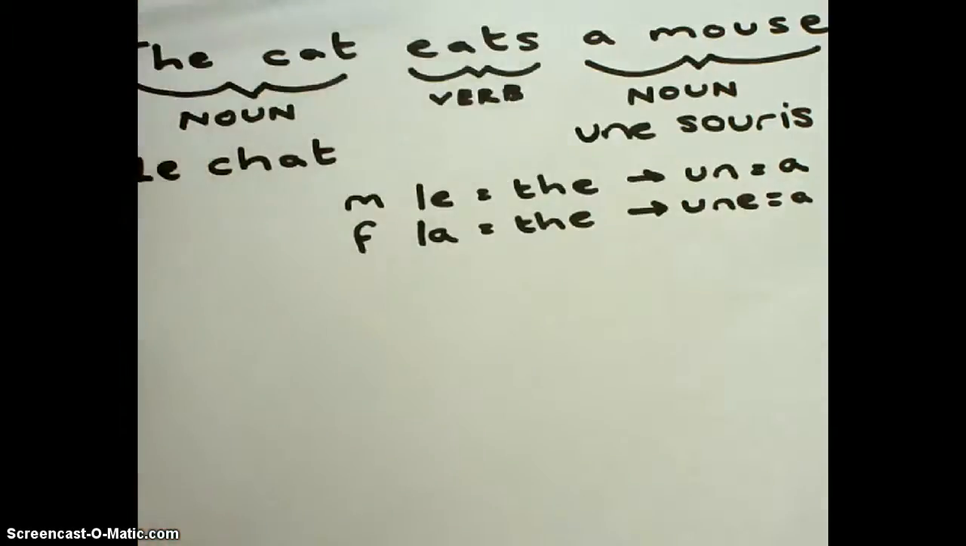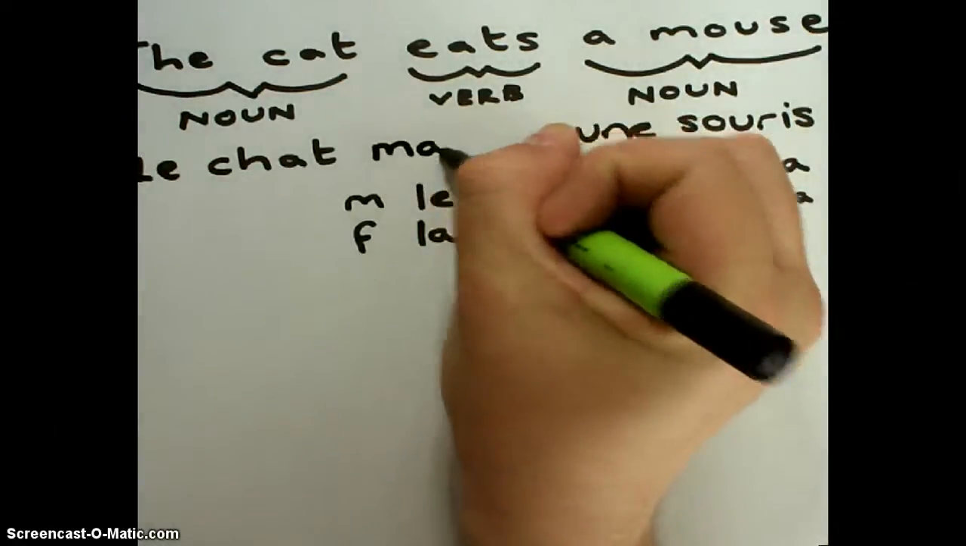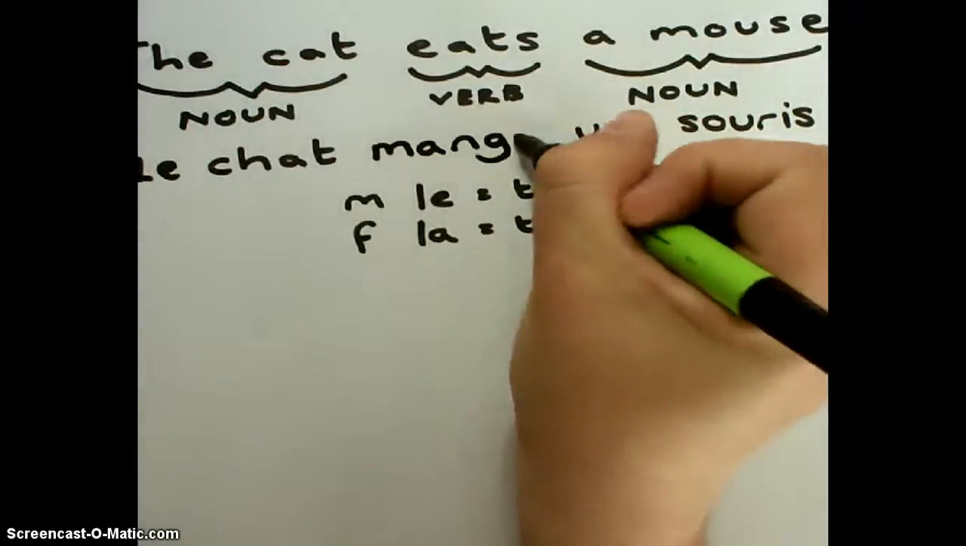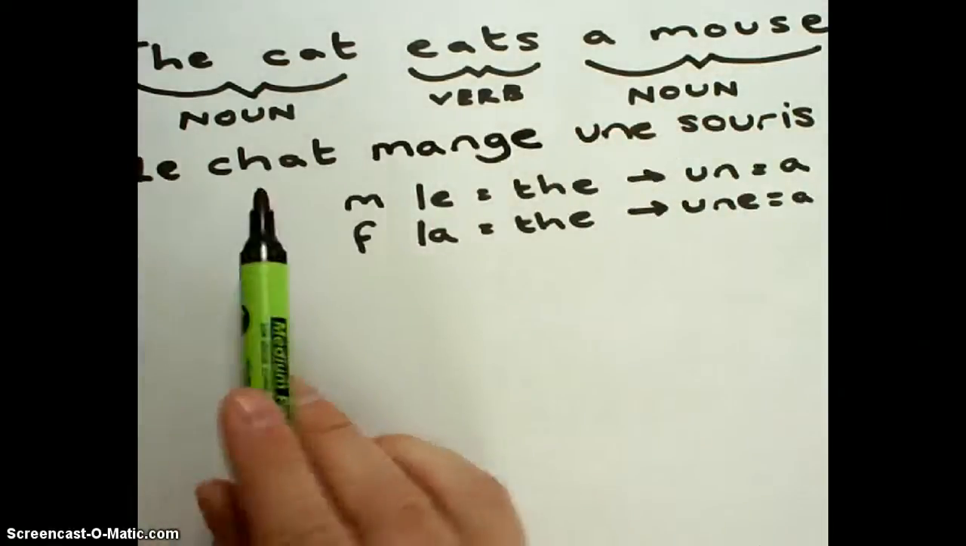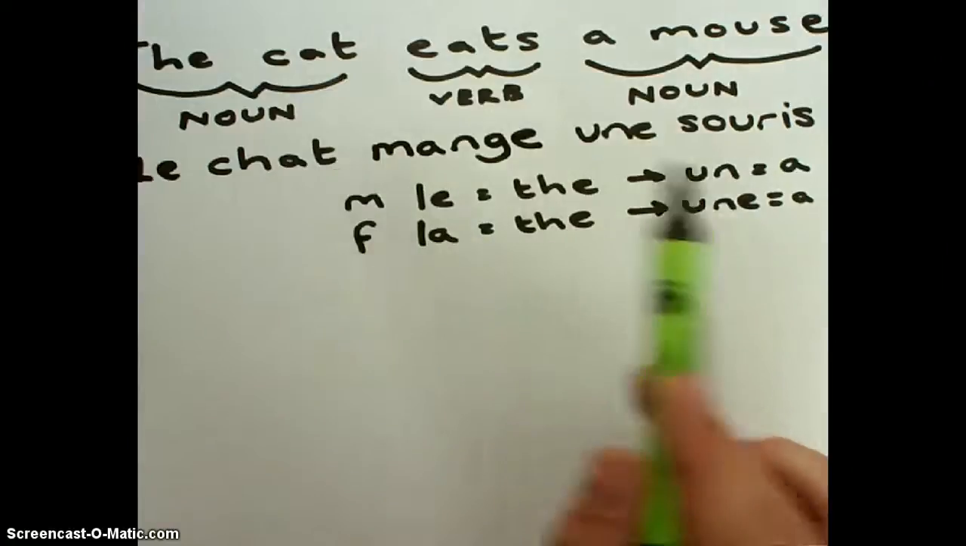Now, something you will learn in a later session is what we have to do to change the verb, to turn it from to eat into eat. But for the purposes of what we're doing now, let's just accept that the word is manger, and in actual fact when we change it to eat, it becomes the word mange. Le chat mange une souris. The cat eats a mouse.